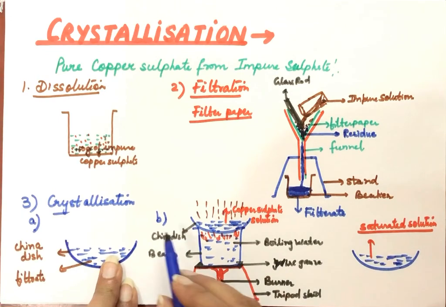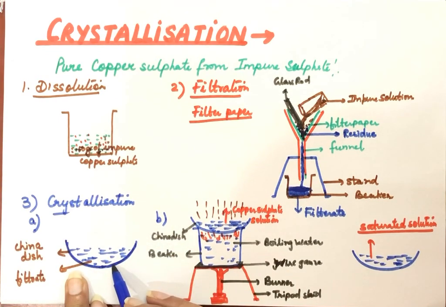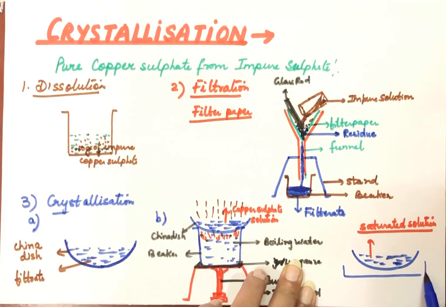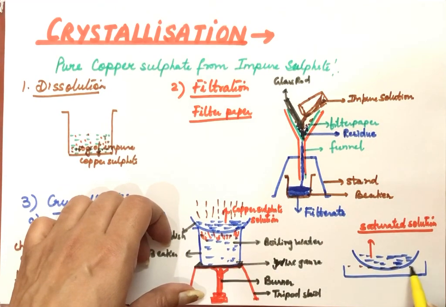Now the next step after this is, first, we have transferred the solution into the china dish. Second, we are heating this solution and making a saturated solution. Now the next step is we have to cool this solution for a few hours. For cooling the solution, we can keep it in cold water also. Like we take normal cold water, and in that we can dip this.